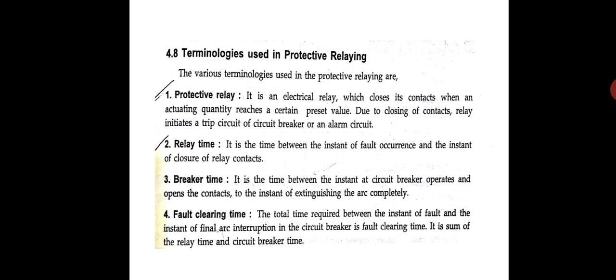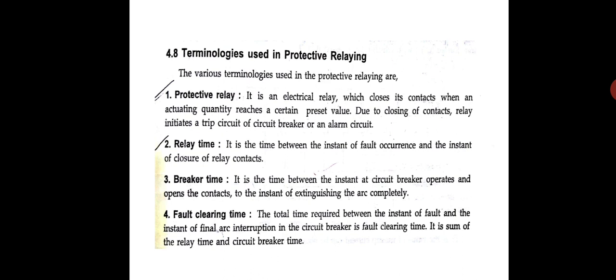Then we have the circuit breaker. What is this circuit breaker? A circuit breaker is a protective element, a protecting device which will break the circuit when it gets a command from the relay. It breaks the circuit whenever it gets a command from the relay circuit. So when the circuit breaker operates, from that instant to the arc extinguishing time, it means that whenever the circuit breaker operates, a spark will come between two contacts of the circuit breaker.